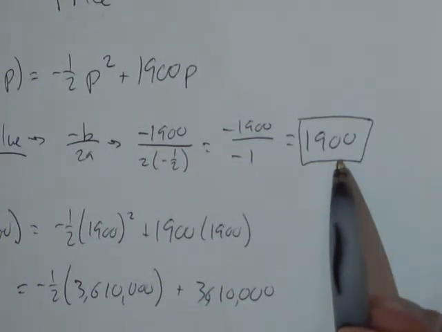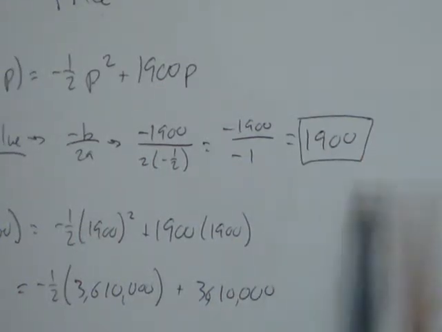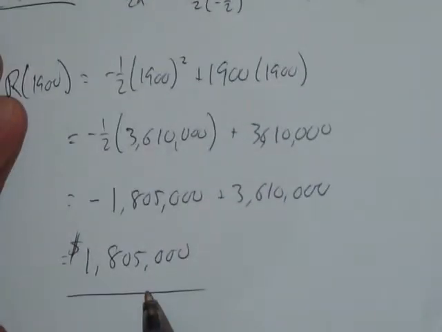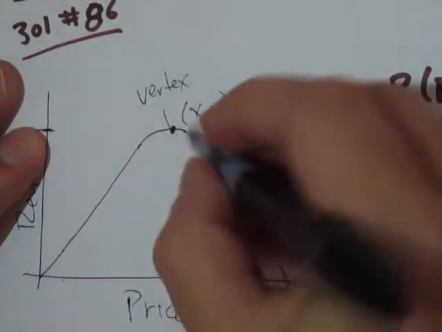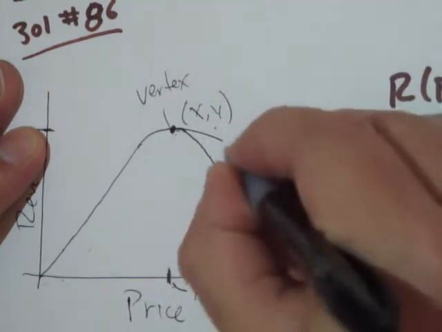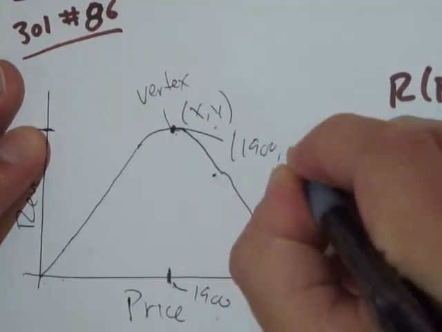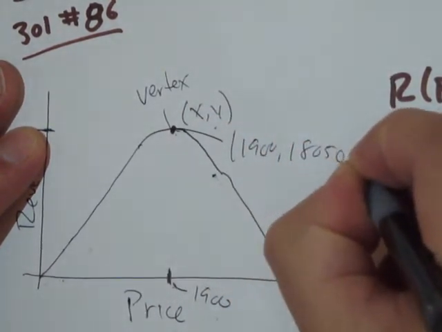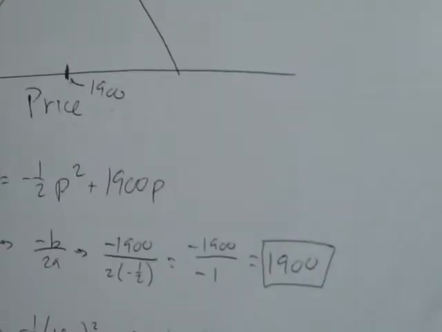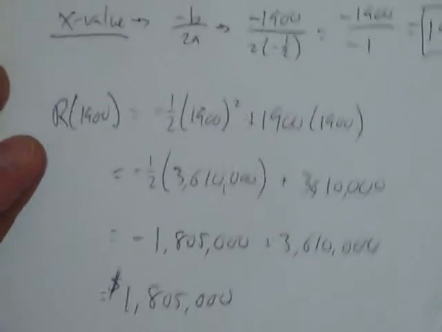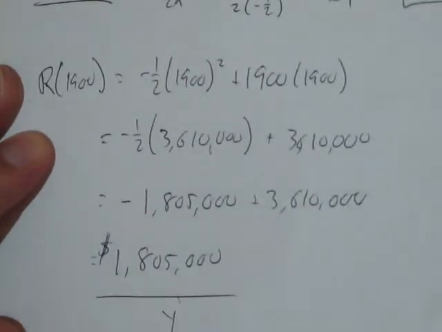So this means that if they charge $1,900 per lawnmower, they will make the most money they'll ever be able to make off these lawnmowers, and that amount is right here, the $1,805,000. So John Deere's doing pretty good. But that would also be the coordinates of this point right here. The vertex here is the point 1900, 1,805,000. That's the point right there, the coordinates for that point. Here we found the X value for the point, and here we found the Y value for the point.